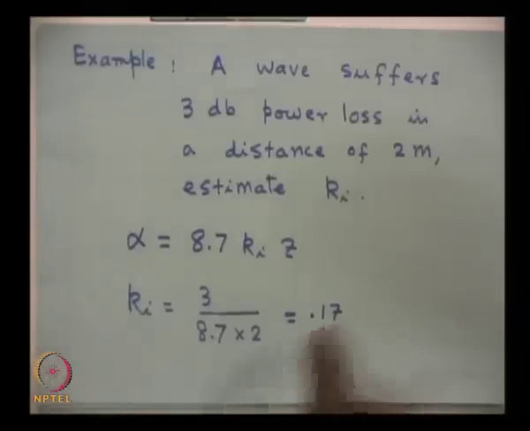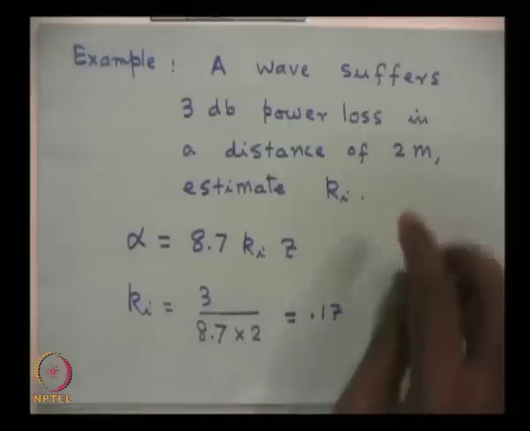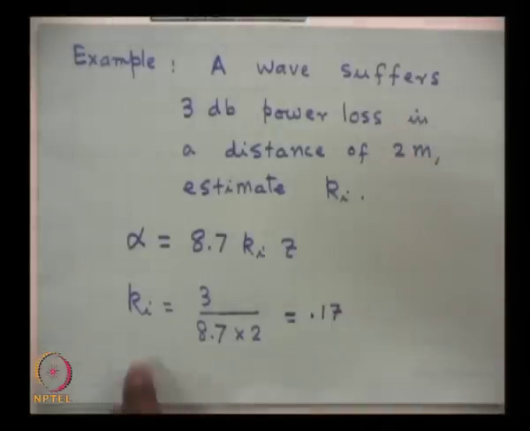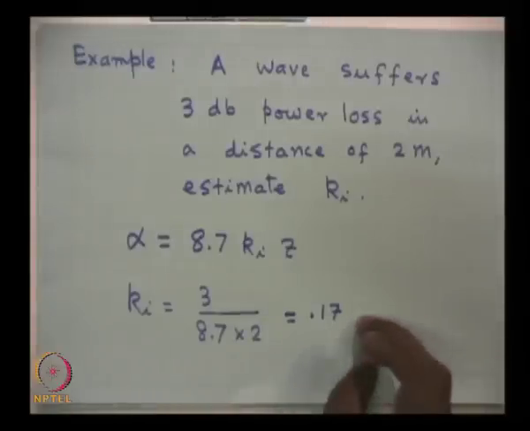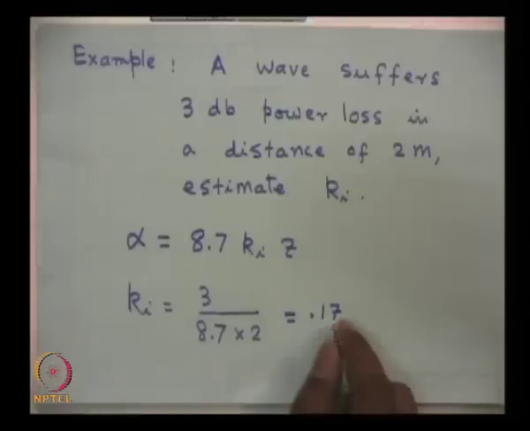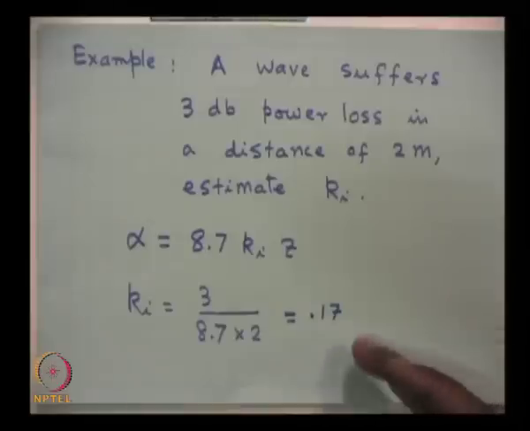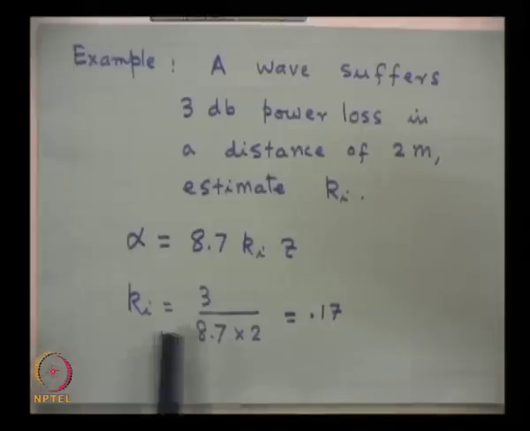The advantage here is that once you measure the power loss in decibels, you can calculate Ki, and from the expression for Ki you can deduce the collision frequency. So, absorption measurement gives you information about the collision frequency if you know the plasma density, which you can measure by some other method, and hence this is an important diagnostic technique also.